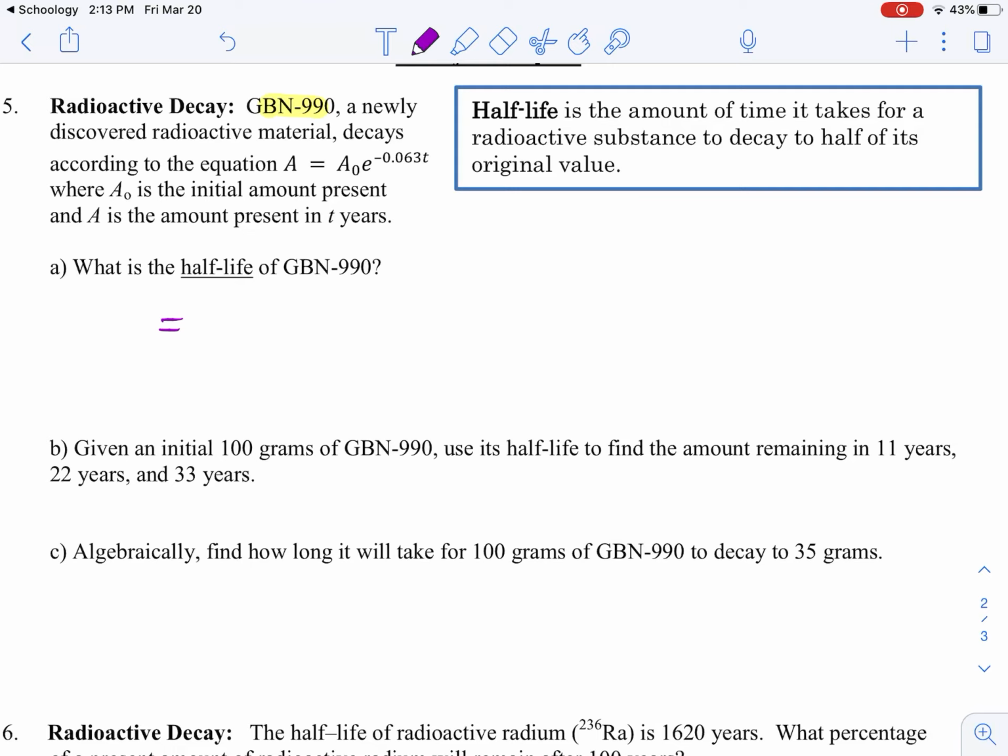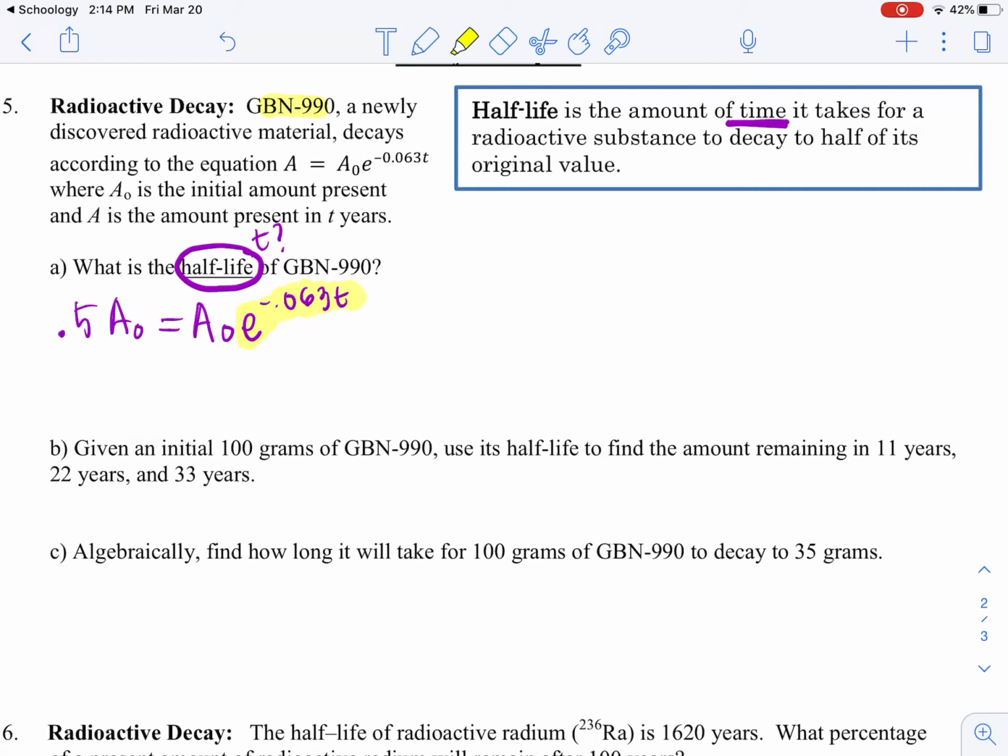Okay, so did I give you an initial amount? Nope. So if I didn't give you an initial amount, A naught is still in the problem. Did I give you a final amount? Not an actual number, but half of the initial amount will be left. So I'm going to write 0.5 times A naught. You could also use 1/2, obviously, that's equivalent, times e to the negative 0.063 t. Whenever I'm asking you what's the half-life, half-life is time. So you're solving for t when you see what's the half-life.